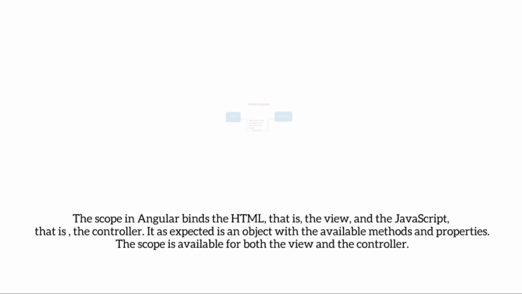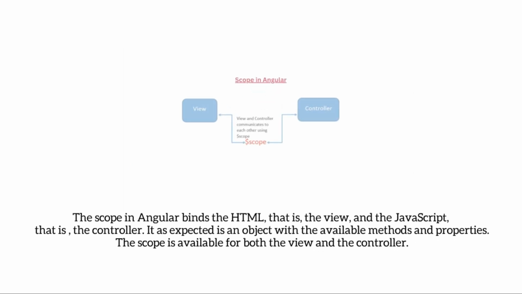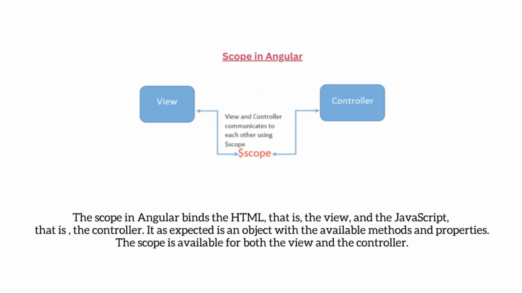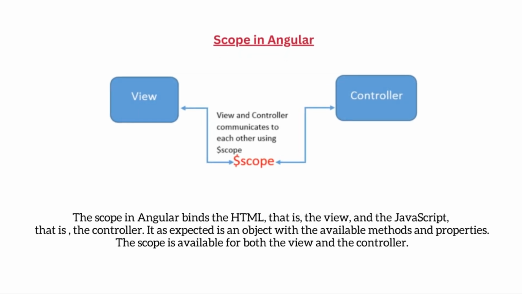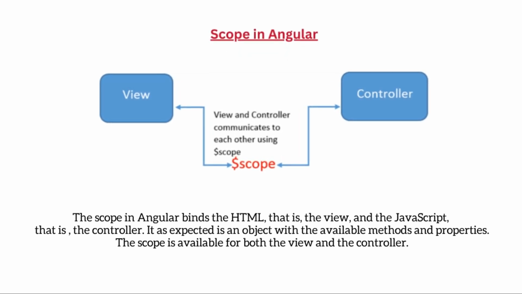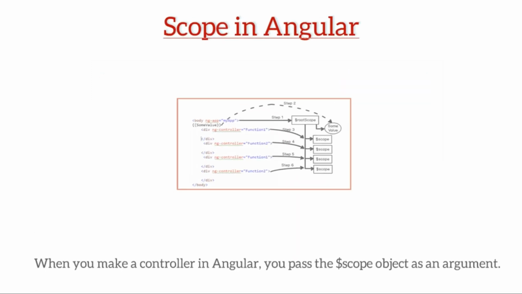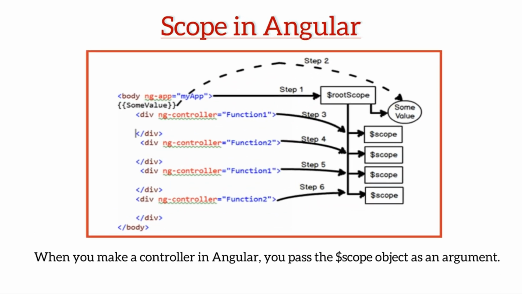The scope in Angular binds the HTML, that is, the view, and the JavaScript, that is, the controller. It, as expected, is an object with the available methods and properties. The scope is available for both the view and the controller. When you make a controller in Angular, you pass the $scope object as an argument.